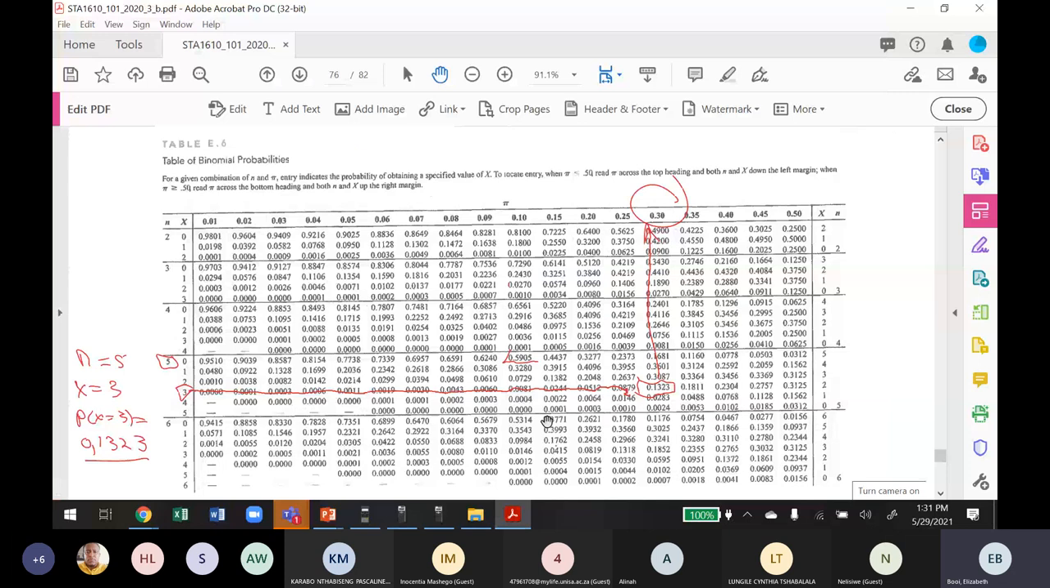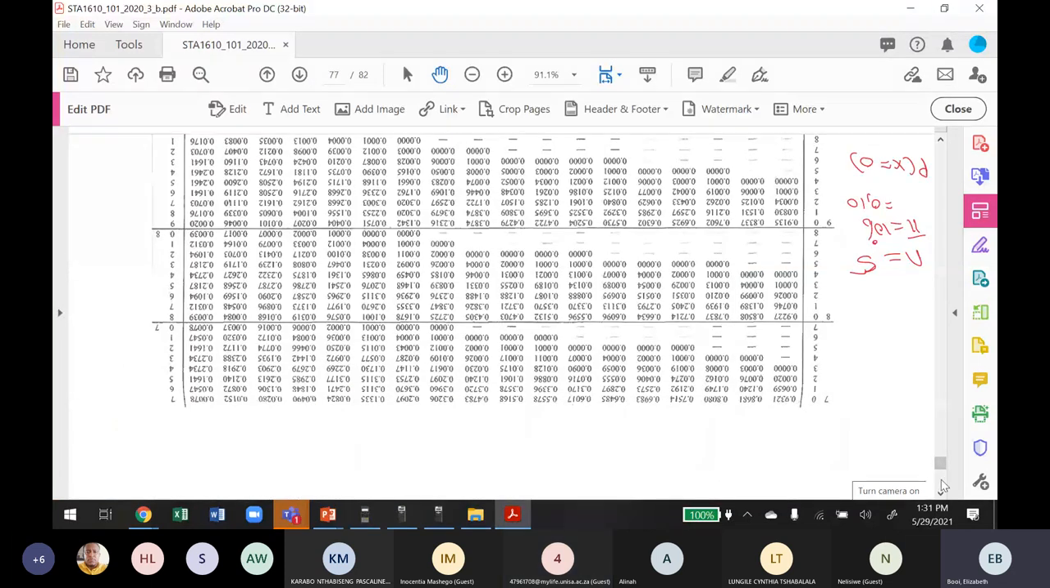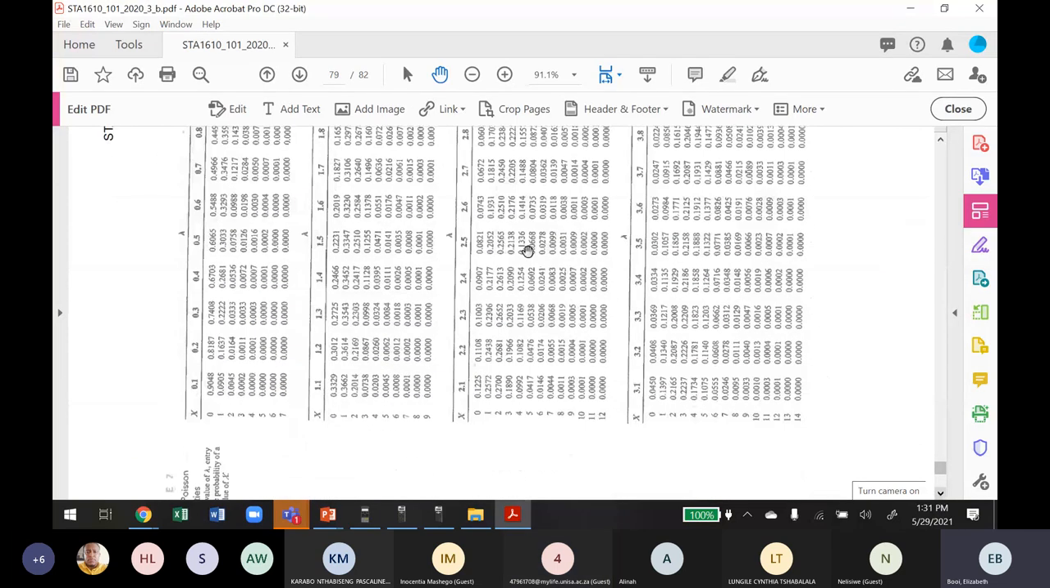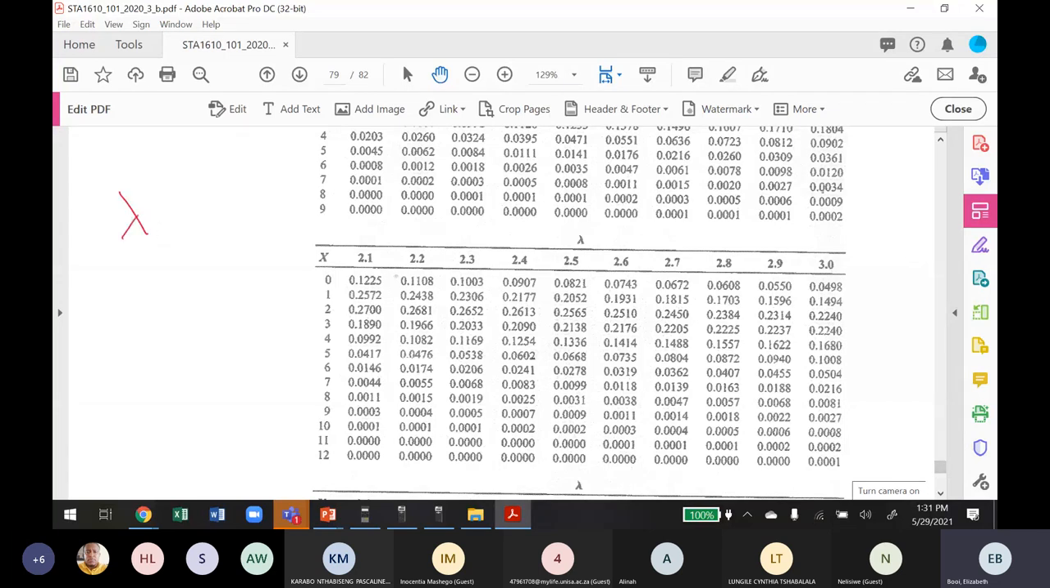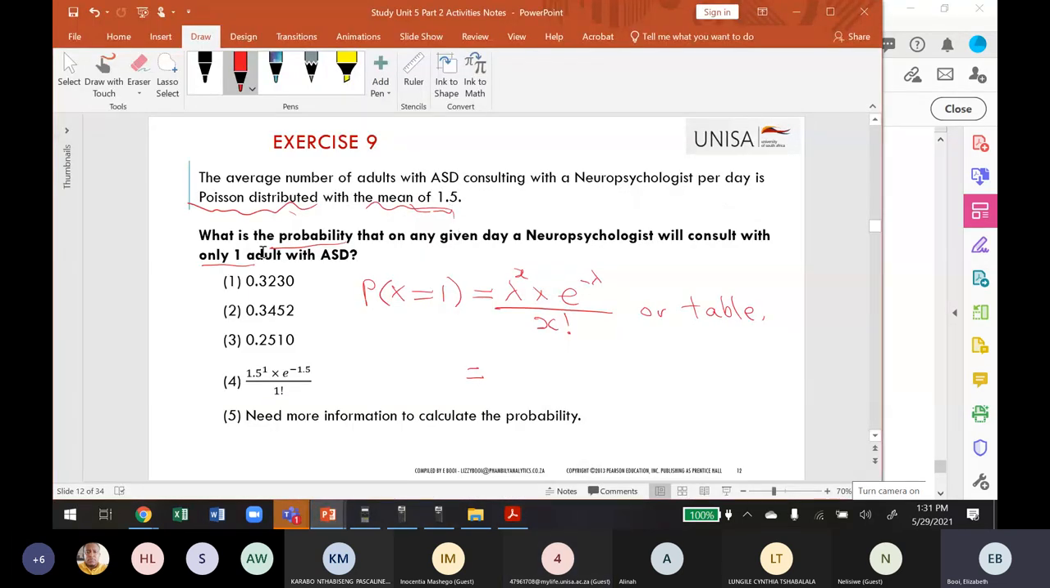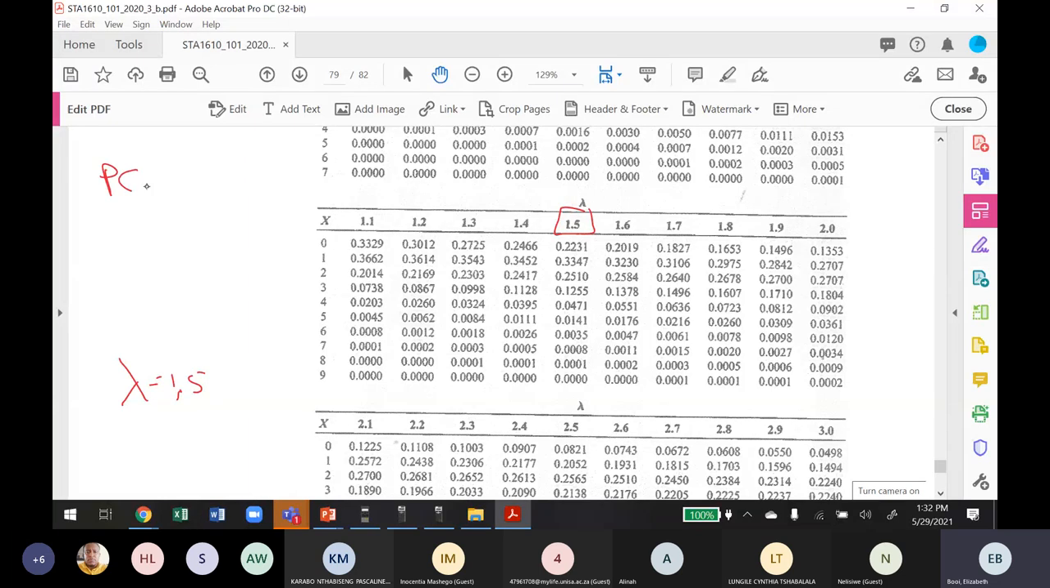So we're looking for the Poisson. We need to go to the table for Poisson, which is broken down by lambdas. So we need to rotate. Our average is equal to 1.5, so we need to go to a table that has 1.5. And there is our 1.5. What else are we given? We are told on any given day, we need the probability X is equal to 1. So we go to the table, look for X is equal to 1. And that probability is equal to 0.3347.